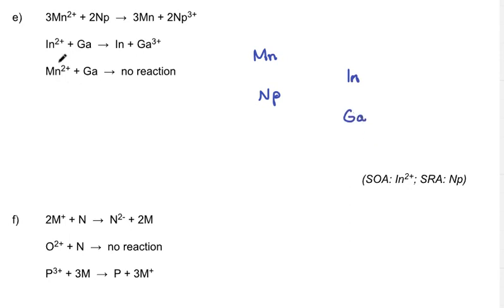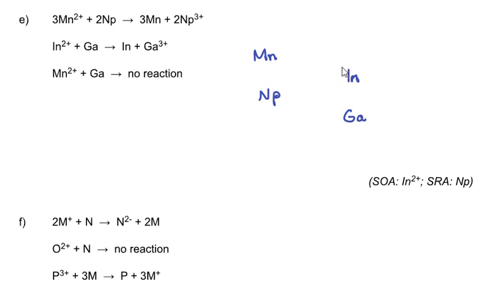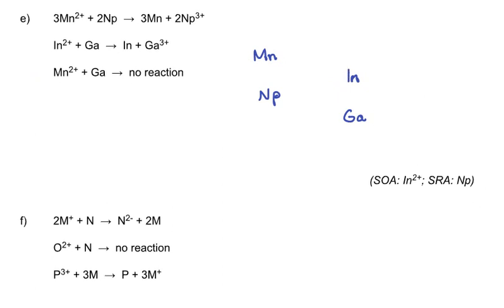And last thing here, manganese tries to take electrons from gallium and can't do it. So Mn is lower than Ga, which in turn is lower than In. So actually these lists go, shoot, I can't move it again. Ga and In like that. Indium is the grand champion, followed by gallium, manganese, neptunium.